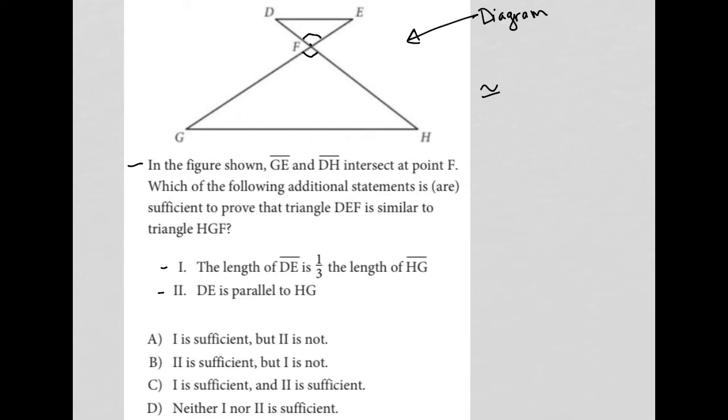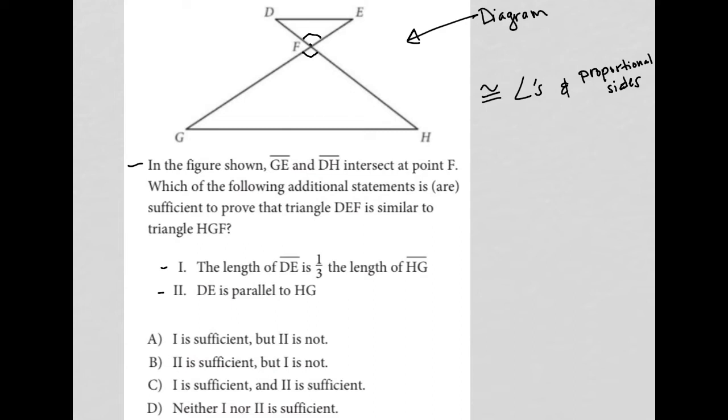Similar triangles will always have congruent angles and proportional sides, right? But it's the combination of both of those things. It can't be just one or the other. So which of the following additional statements is sufficient to prove that?